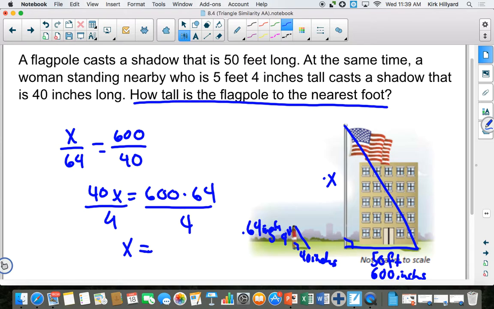You're going to have some problems like this in your homework, and you're going to have to set up some proportions like this. It's important that you draw pictures for them, and that is definitely going to help you. That would be my recommendation: draw some pictures, make sure your angles are congruent, and everything is proportionate.